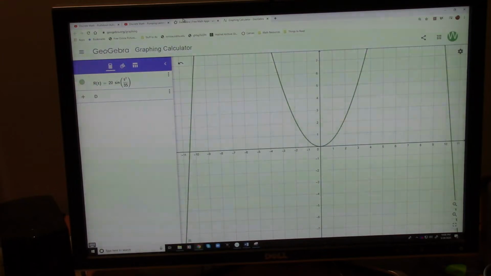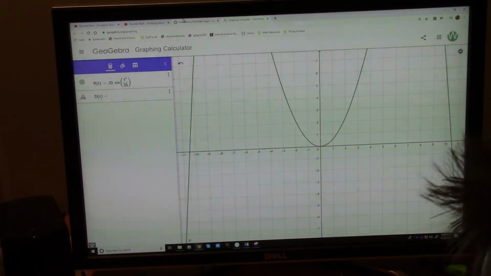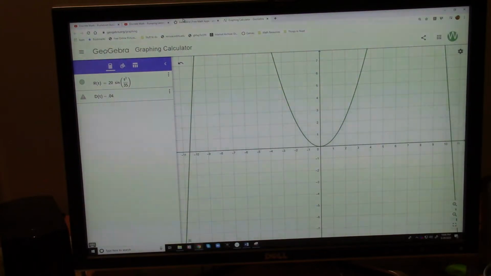And what's the other function, D? It's equal to negative 0.04 t cubed plus 0.4 t squared plus 0.96t. Okay, good. Oh, I think I forgot to type the equal sign, equals, and there we are.